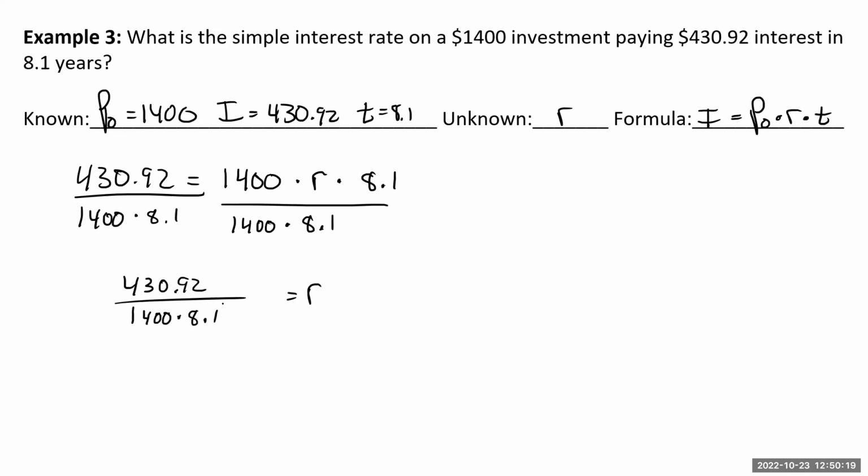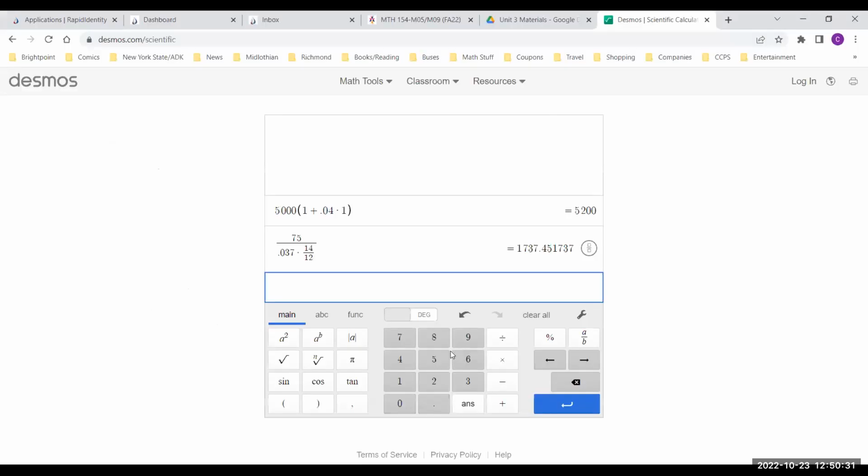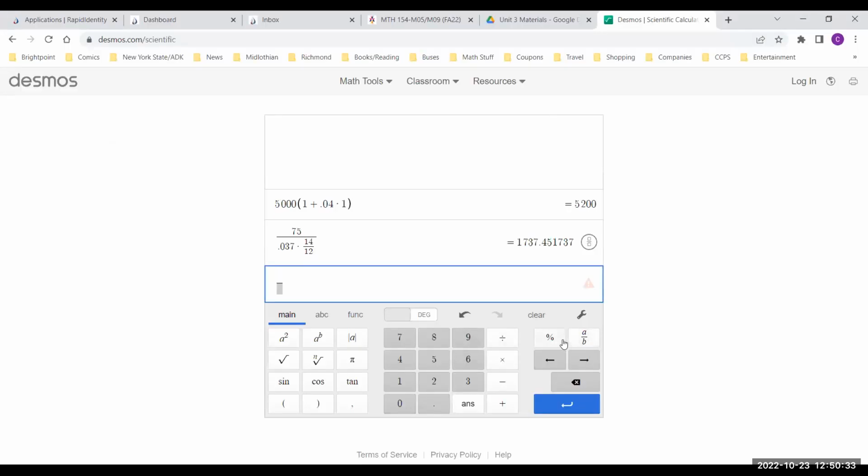Now again, whatever calculator you choose to use, know how to operate it. We don't want to enter in piecemeals. We want everything entered all at once. So again, I'm going to model for you with Desmos. I have a fraction, and the numerator there is my $430.92. Denominator, 1,400 times 8.1. Type in, whoops. What is going on here?